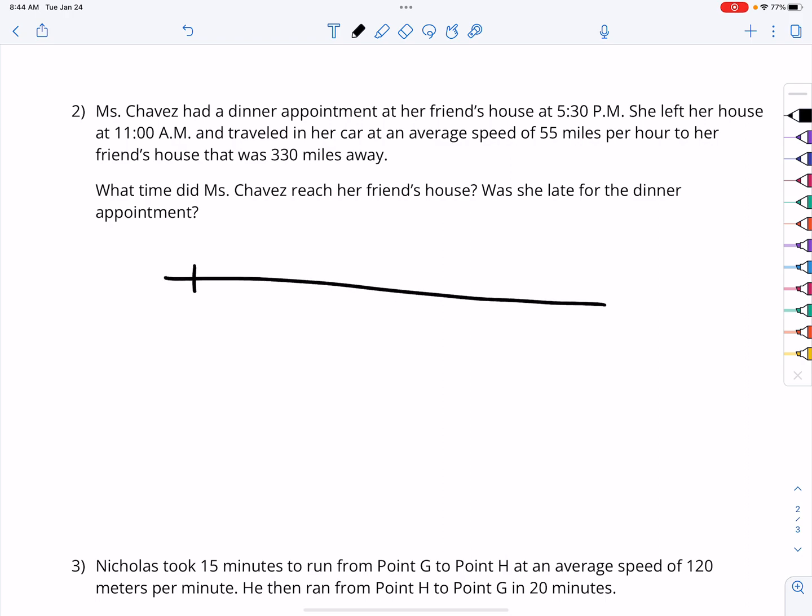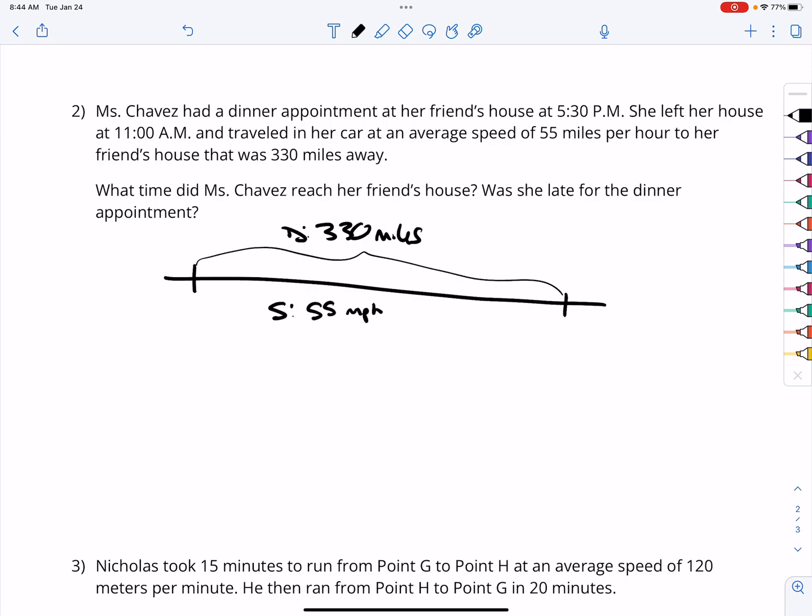So we know that in here, this distance from one to the other is 330 miles, is our distance, and we know the speed is 55 miles per hour. And so we have to calculate that time. Going back to our triangle, distance, speed, time. That means time equals distance divided by speed, because we have distance over speed. Okay, so let's see how long it took Ms. Chavez to get to this dinner.